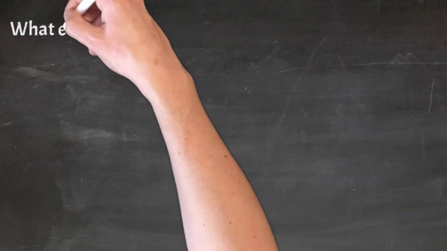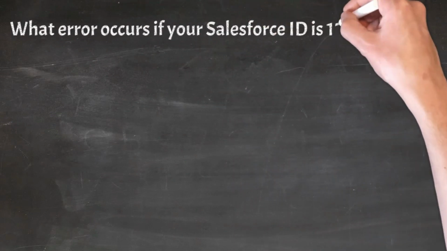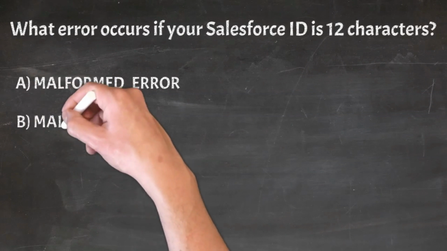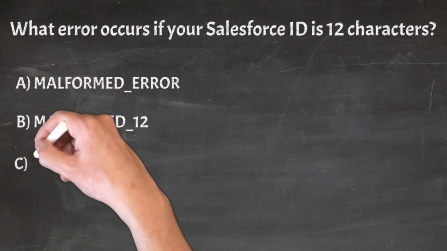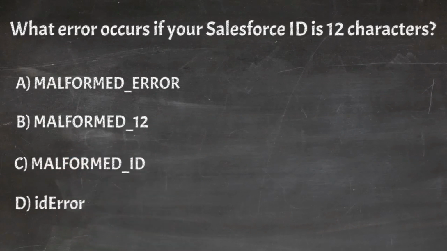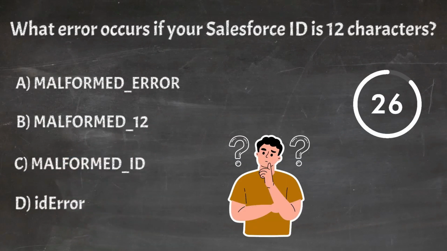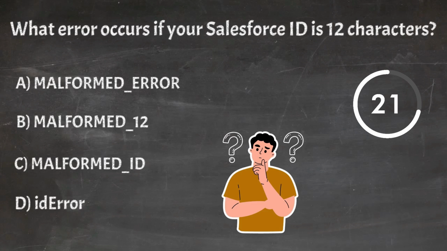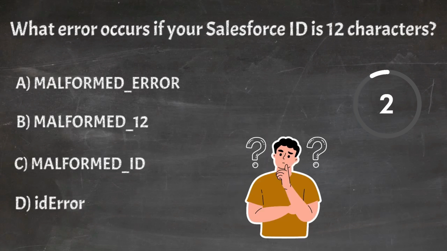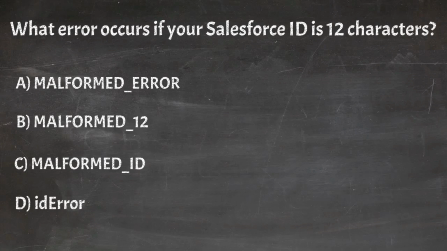Question 9. What error occurs if your Salesforce ID is 12 characters? A. Malformed_ error. B. Malformed_12. C. Malformed_ID. D. ID error. Correct answer C. Malformed_ID.